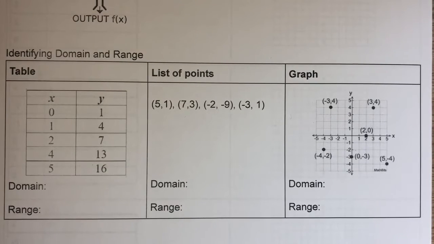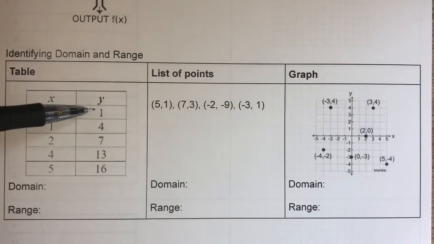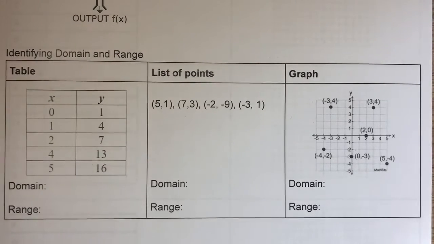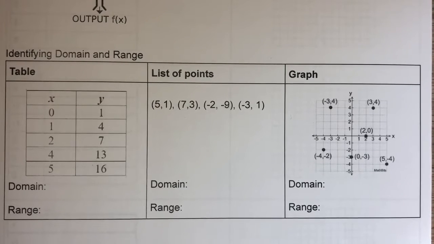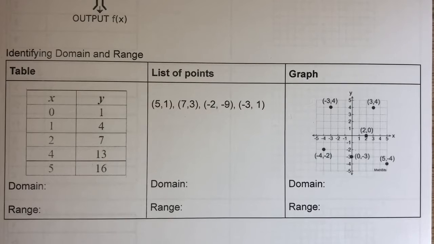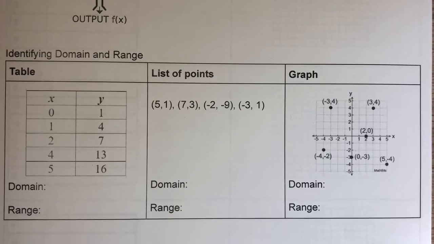When you're asked to identify domain and range from a table, the domain is just going to be a list of all of the x coordinates, and the range will be a list of all of the y coordinates. The only thing is you want to make sure that they're in order from smallest to largest. These ones look like they already are in order, so that's nice, but in the future, if they're not in order, make sure that you do order them.